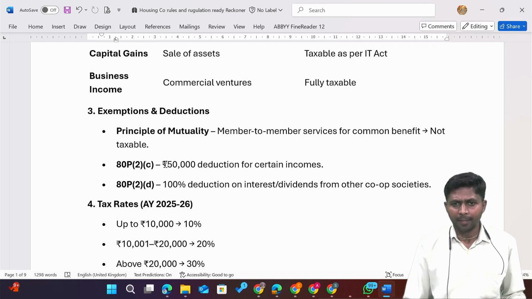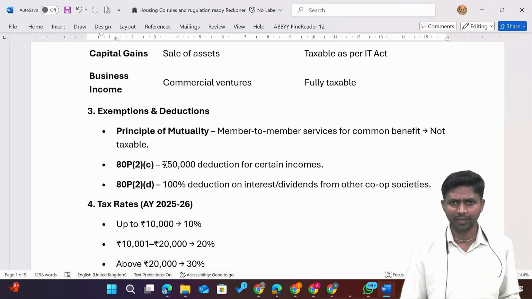Correct. Then after that, if the society is getting income from investment in other cooperative societies, there is no need to pay any tax on that. Correct, because here also you'll find some part of the principle of mutuality. Correct. At which rate does the society have to pay the tax?